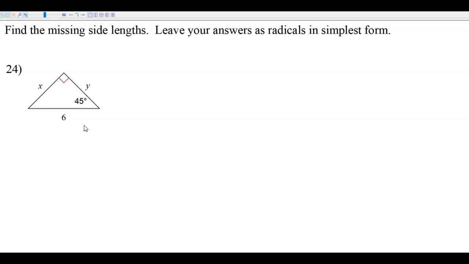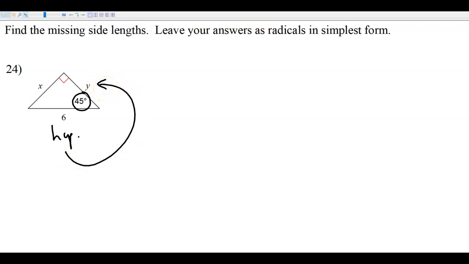When it comes to special right triangles, the first thing you want to do, of course, is recognize what special right triangle you're dealing with. I'm dealing with a 45, 45, 90 right triangle here. The next thing you want to do is identify what side they gave you. In this case, they gave me the hypotenuse, and I'm being asked to find the legs, which are x and y. The next thing you want to do is decide how you get from the side that they give you to the side that you want. In other words, how do you get from the hypotenuse to a leg?